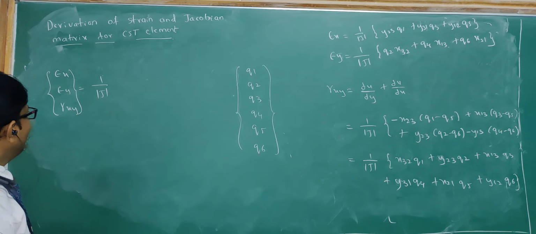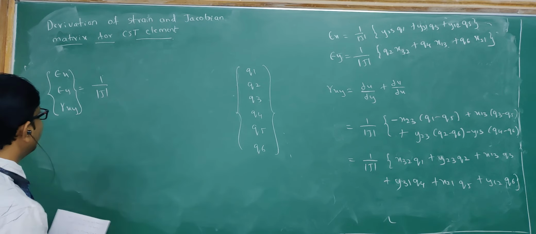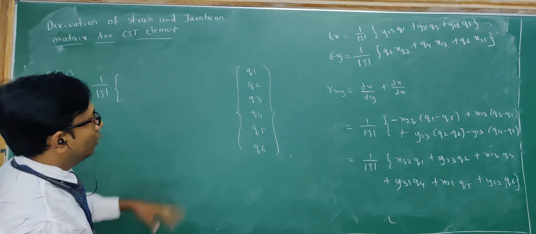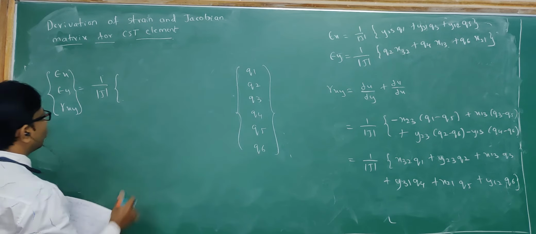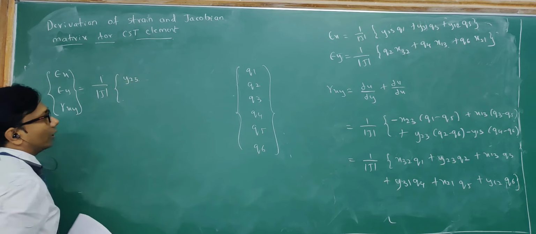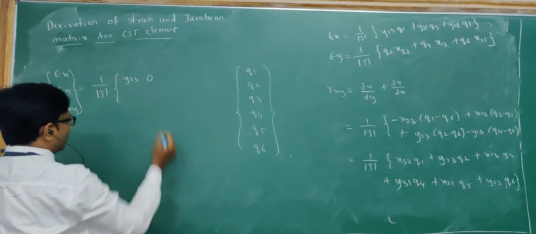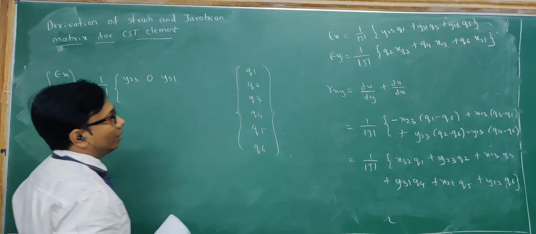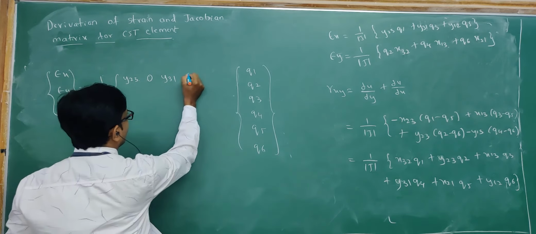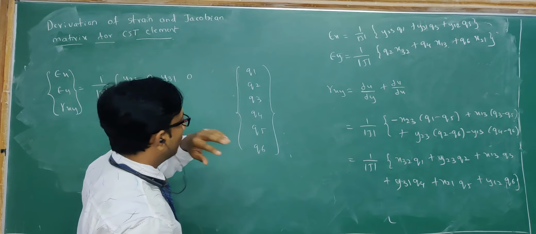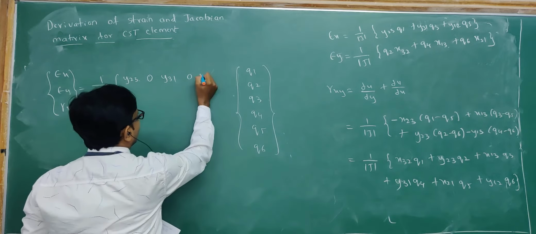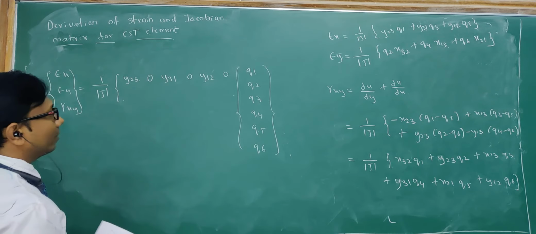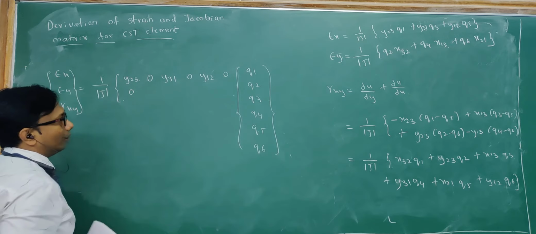columns. The strains are in 3 forms, so let me fill out the columns. First is Q1. What will you get? Y23. Q2 is not there, so you write it as 0. Next, Q3, that is Y31. Then Q4 is not there, so 0. Next, Q5, that is Y12. Then Q6 is not there, so 0. So for epsilon y, the first is 0, because Q1 is not there.